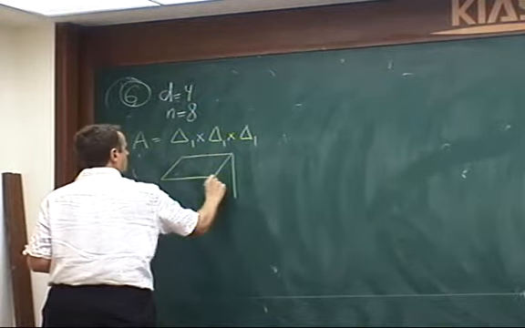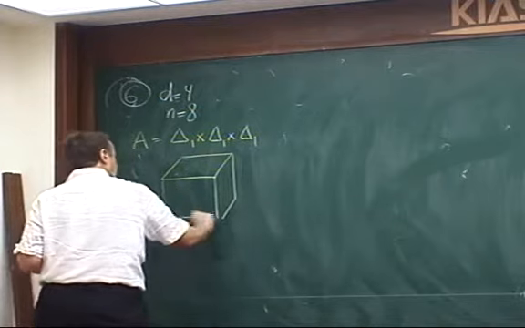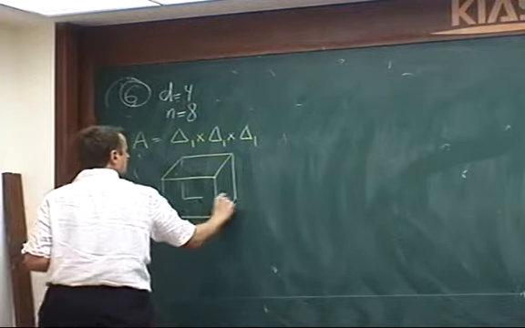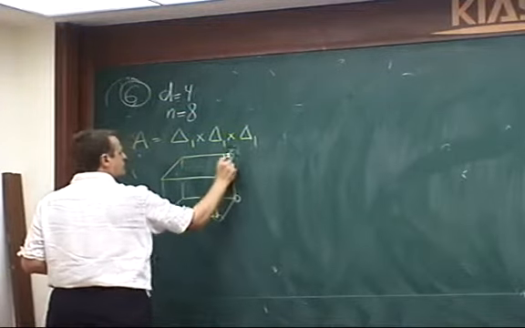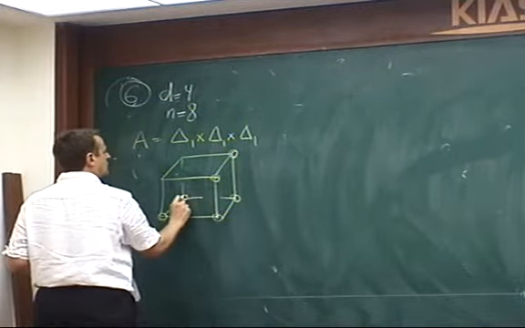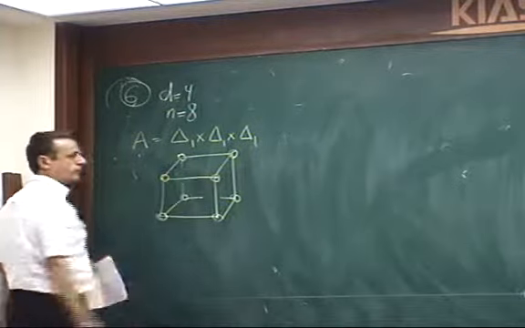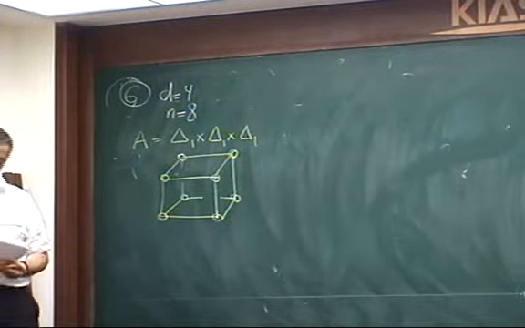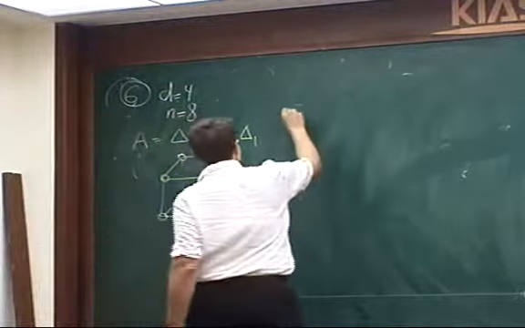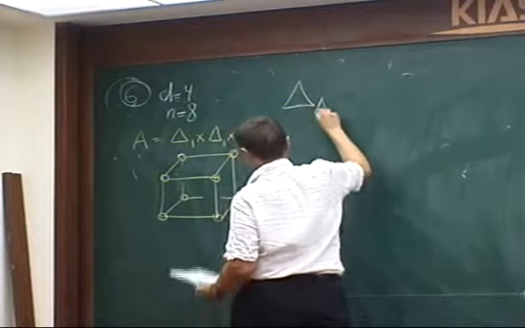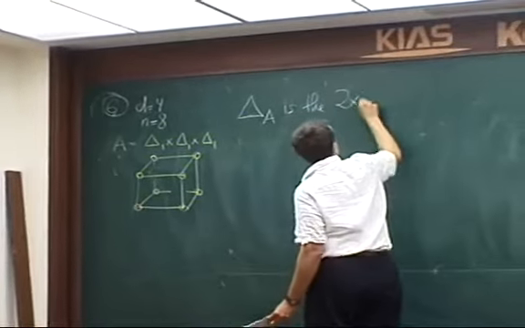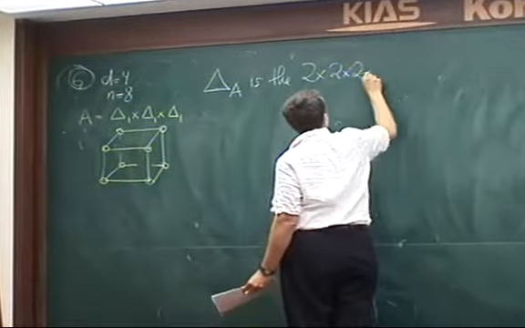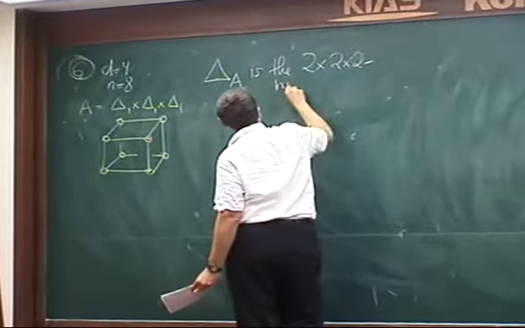So I take the 4 by 8 matrix whose columns are the homogeneous coordinates for the vertices of the 3-dimensional cube. So that's the 3-cube. In this example, it's a very nice example. So delta A is the 2 by 2 by 2 hyperdeterminant.